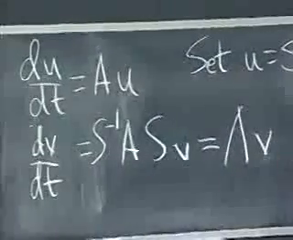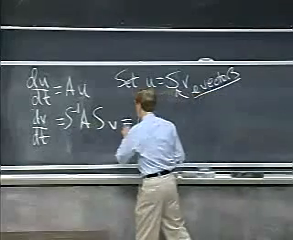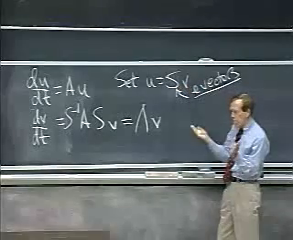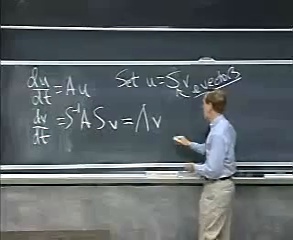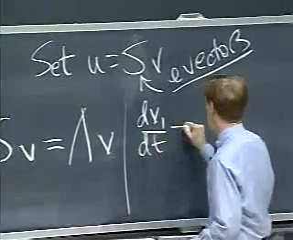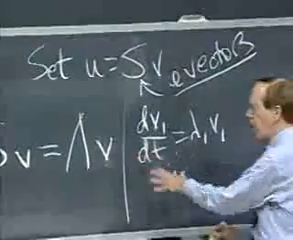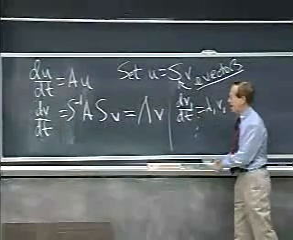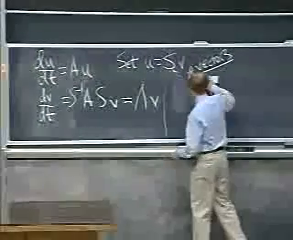If I'm using the eigenvectors as my basis, then my system of equations is just diagonal. There's no coupling anymore. dv1/dt is lambda 1 v1. So let's just write that down. dv1/dt is lambda 1 v1, and so on for all n of the equations. It's a system of equations, but they're not connected. So they're easy to solve, and why don't I just write down the solution?